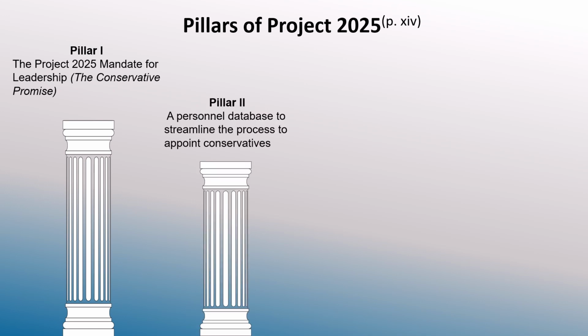Pillar 2 is a personnel database to streamline the process to appoint conservatives. Basically, it sounds like whenever there are open positions within the government, those responsible for filling those positions should go to this database to make sure that the position is filled with someone who has already been vetted and proven to be loyal to this project.